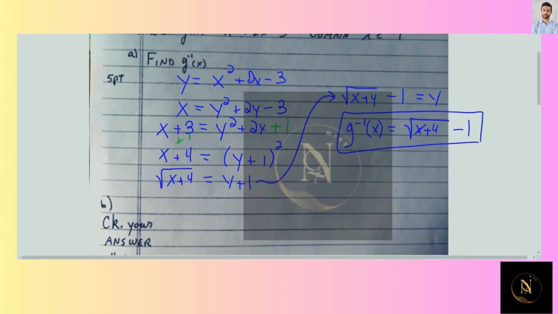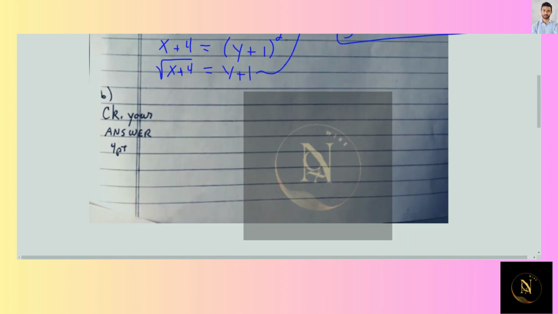For checking your answer, I'll leave that part to you, but you essentially need to find f of f inverse of x, and show that it's x, and the other way around too. f inverse of f of x should be equal to x.